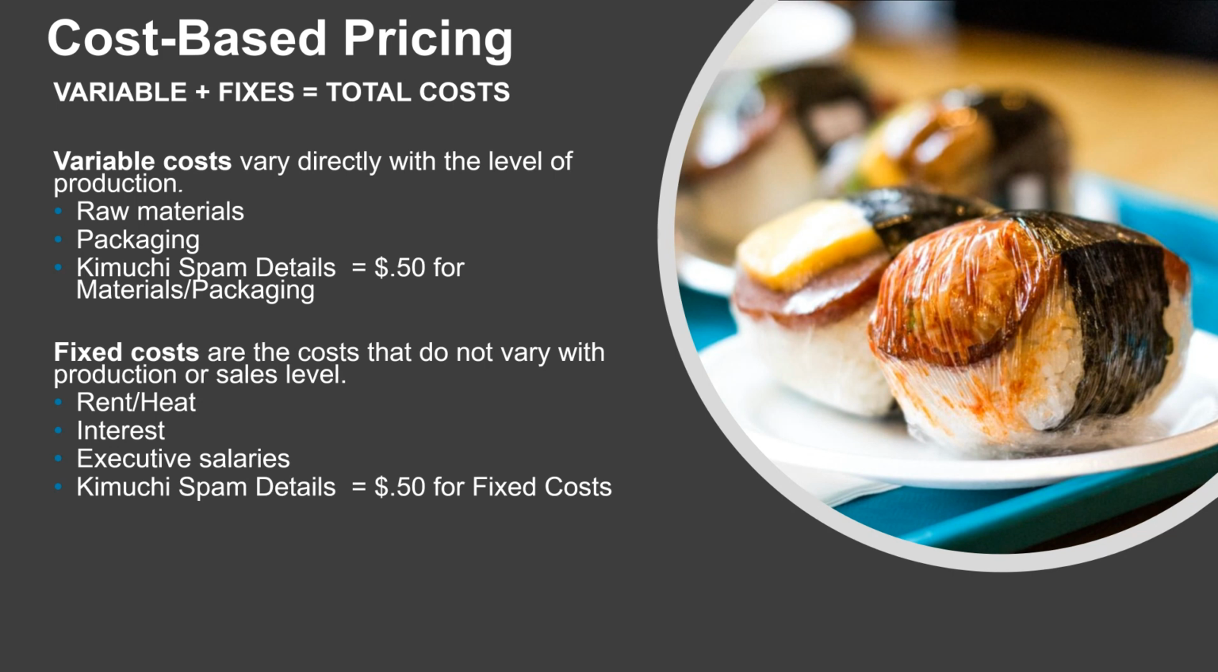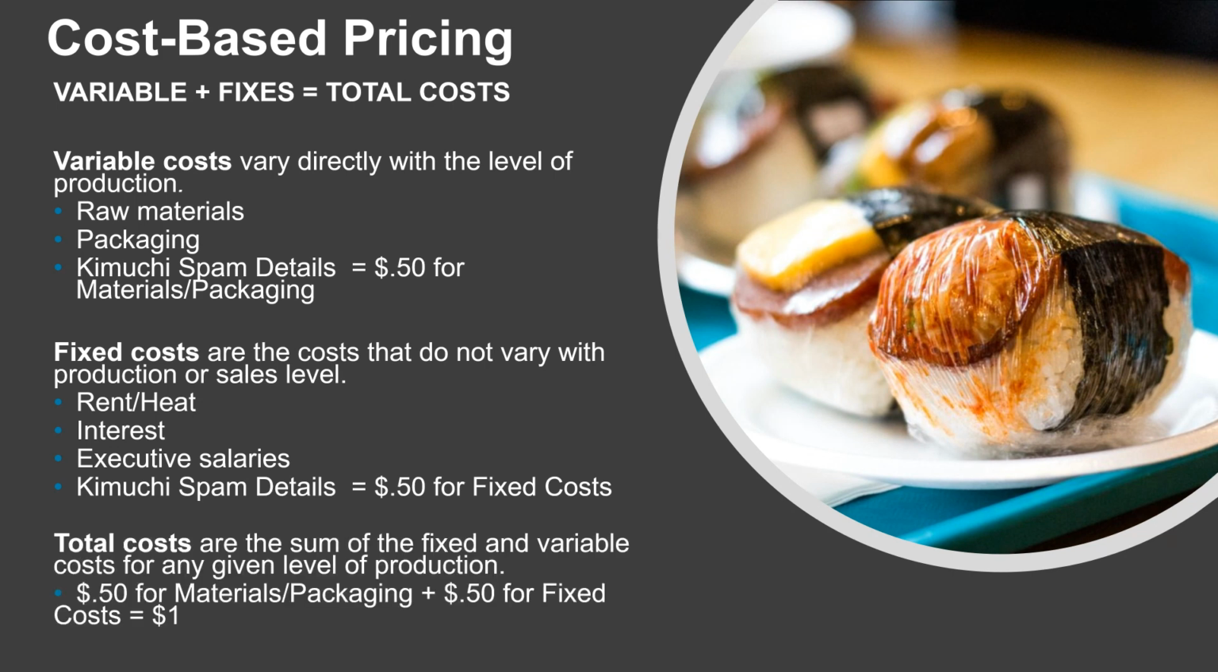So we have to add that to the total cost, which then becomes 50 cents for the materials and packaging plus 50 cents for fixed cost. So again, variable costs will go up and down because spam could cost more at any point in time, or rice can cost more at any point in time. But rent and heat are usually consistent, so they're called fixed. And those two things together, variable plus fixed, create the total cost. And in this case, it's $1.